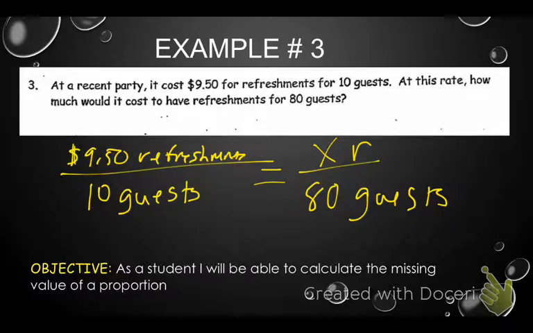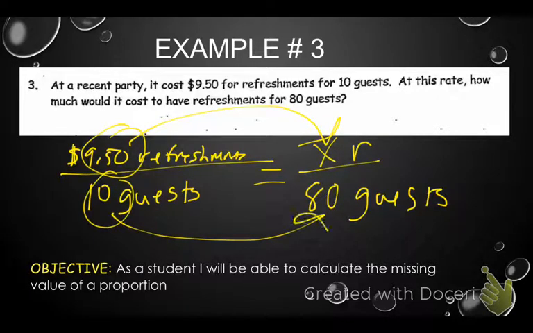Okay, so how do we solve this? Well, we can do cross multiply and divide. Unfortunately, I don't really want to do 950 times 8 and then divide by 10, so I'm going to do the traditional method. Okay, and remember, I am going from this to X. That's what I need to know. So how does 10 become 80? Well, we multiply by 8. So I'm going to do the same thing for 950.